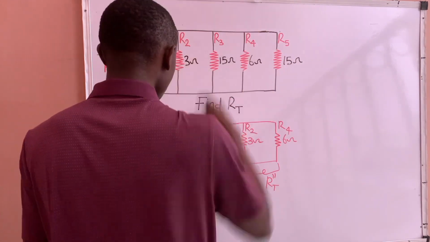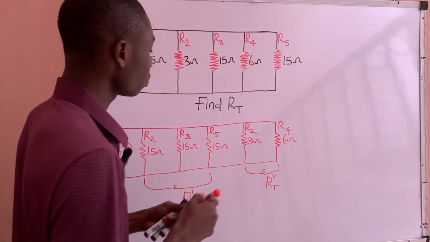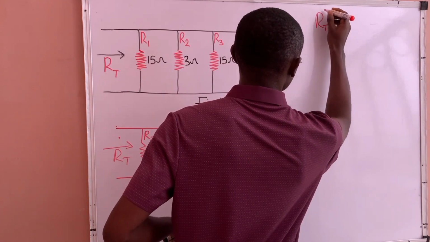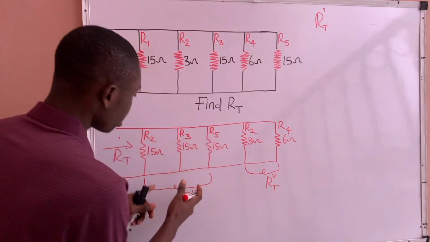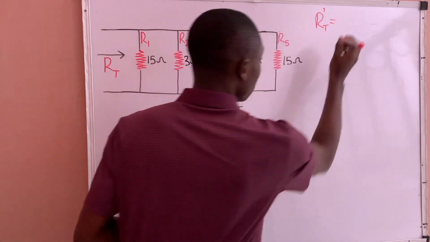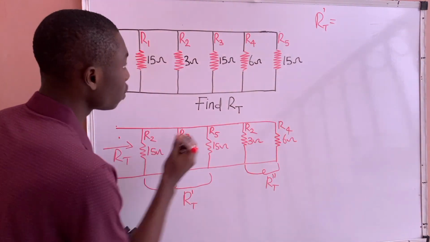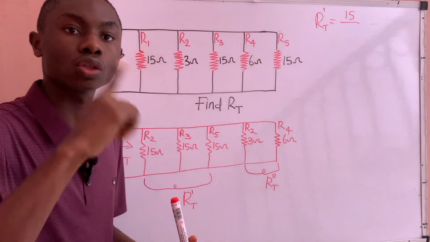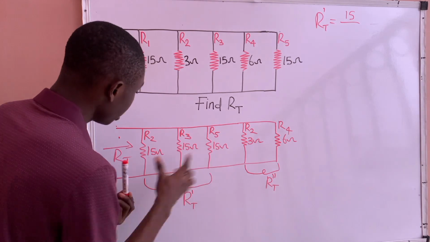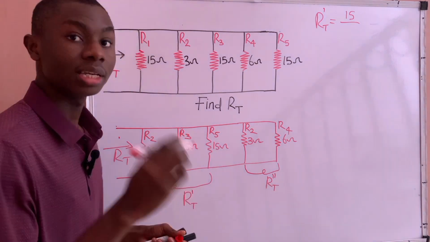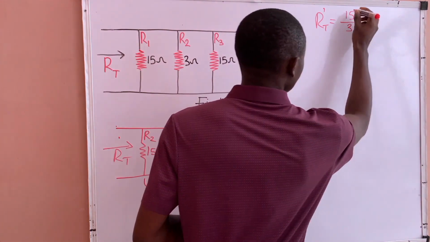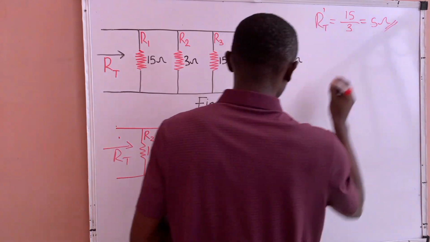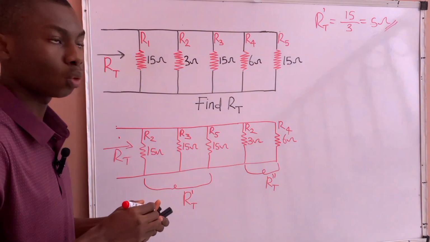In this network, since the resistance values are the same, remember it is RT prime. So the total resistance in this group will be: pick one of the resistance values, which is 15 ohms, and divide it by the number of resistors. The number of resistors here is 1, 2, 3, which is 3. And 15 divided by 3 is 5 ohms. So that is the total resistance in this particular group.